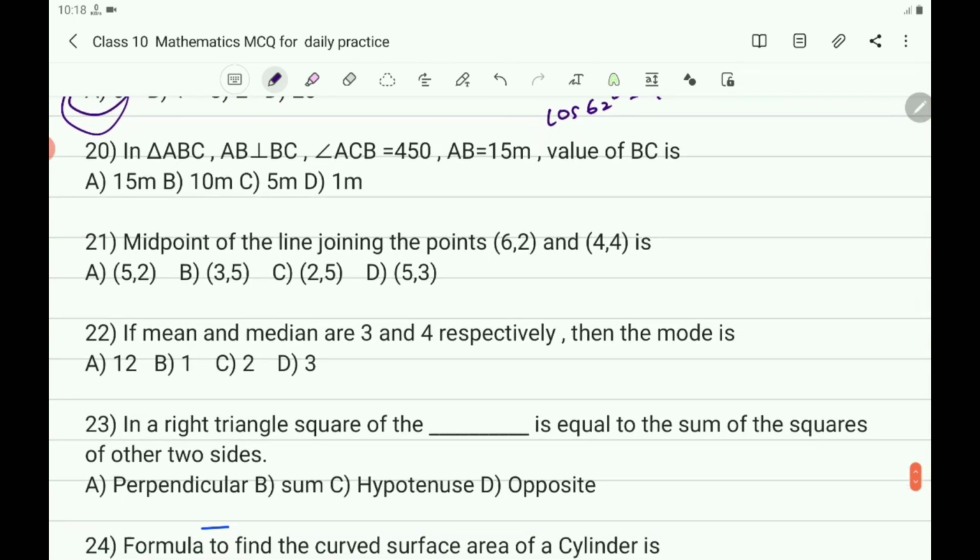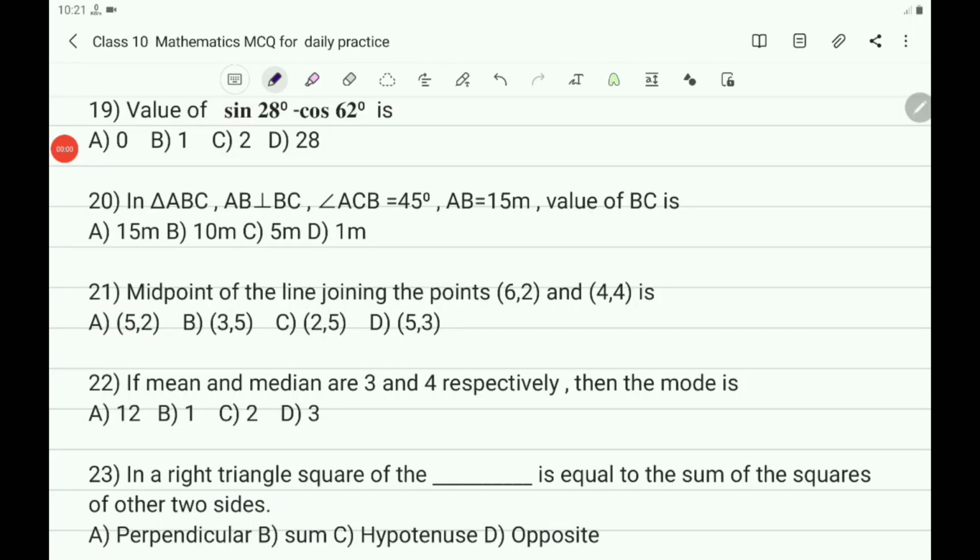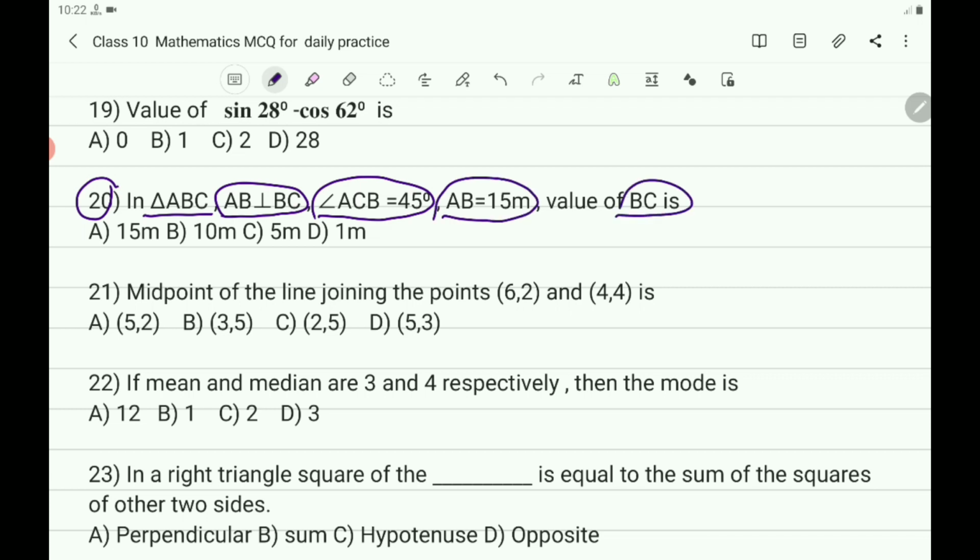Next you take the 20th question. In triangle ABC, AB perpendicular to BC, angle ACB equals 45 degree, AB equals 15 meter, then find the value of BC. So let us have the rough sketch here.